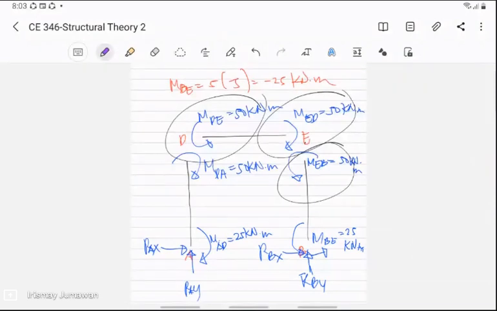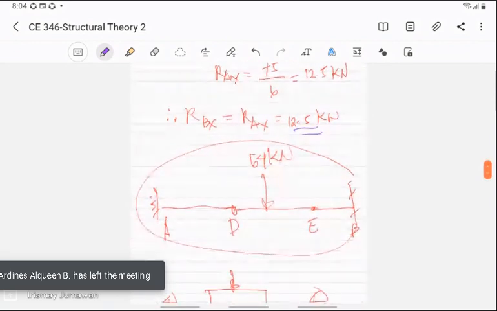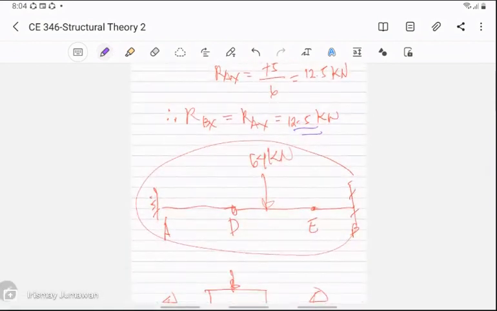After computing, you have to illustrate. Okay, so this is just only one frame. And I hope you will study because the solution is long. You have to review after this session. You try to review. Then for you to solve, you have to use moment distribution method. Try to observe using moment distribution.